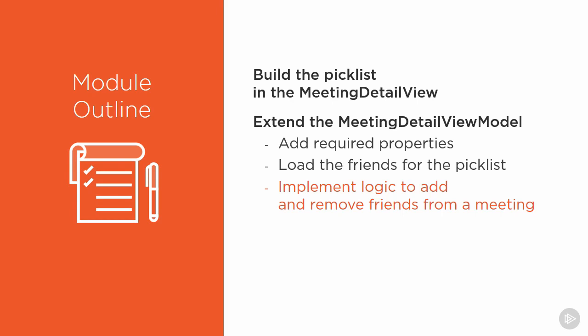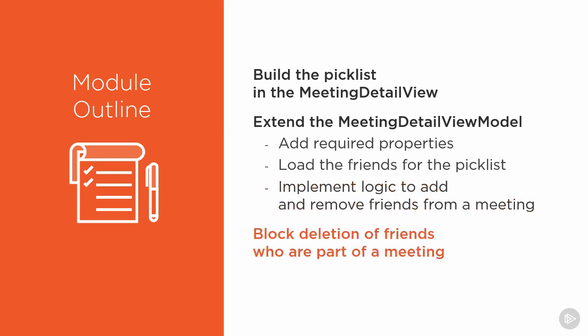But if a friend belongs to a meeting, the user should not be able to delete that friend by pressing the delete button on the friend detail view. So you will also learn how to block the deletion of friends who are part of a meeting. Now let's start with the pick list in the meeting detail view.